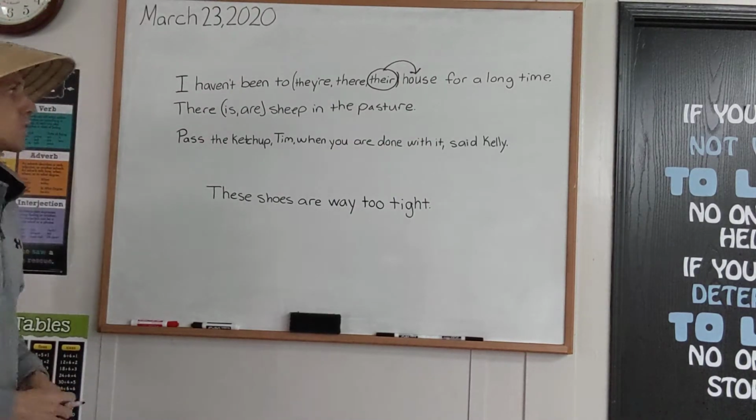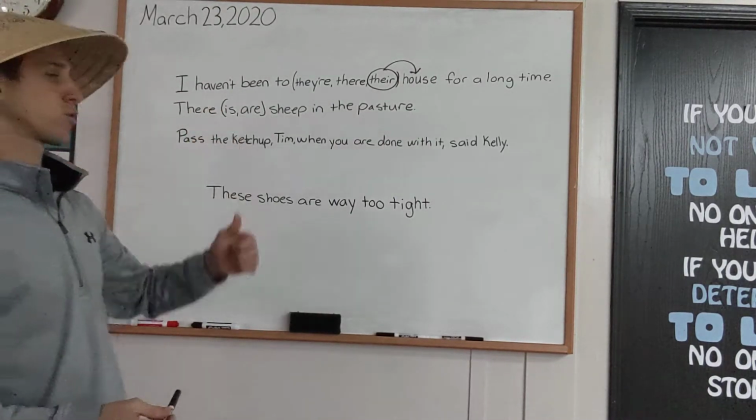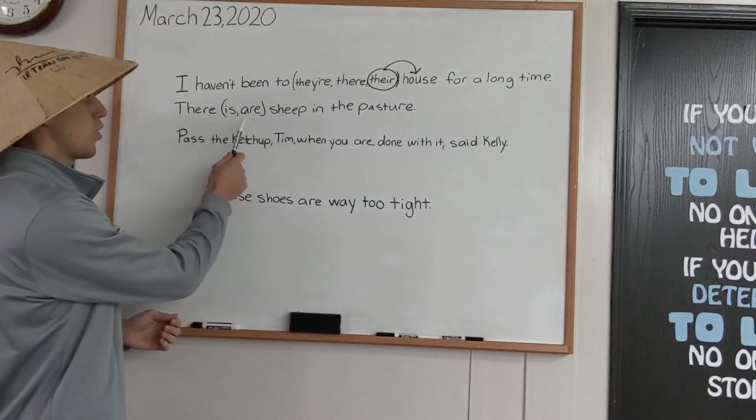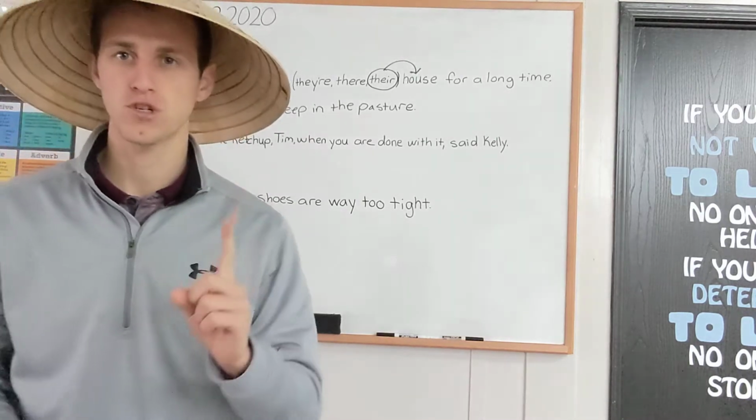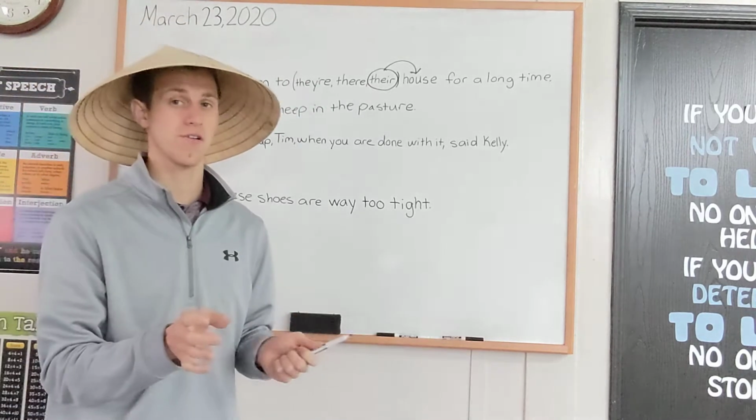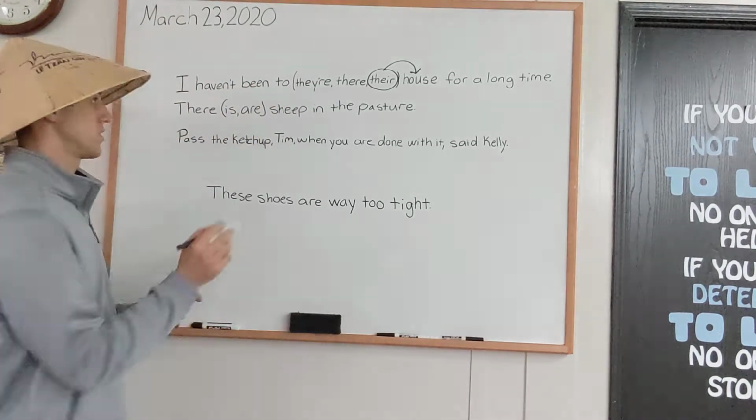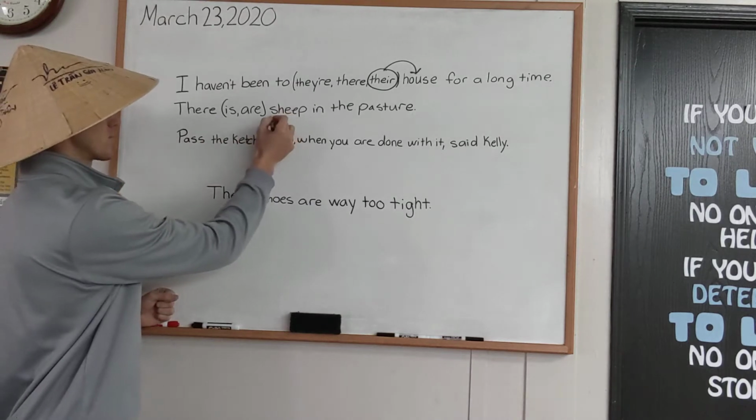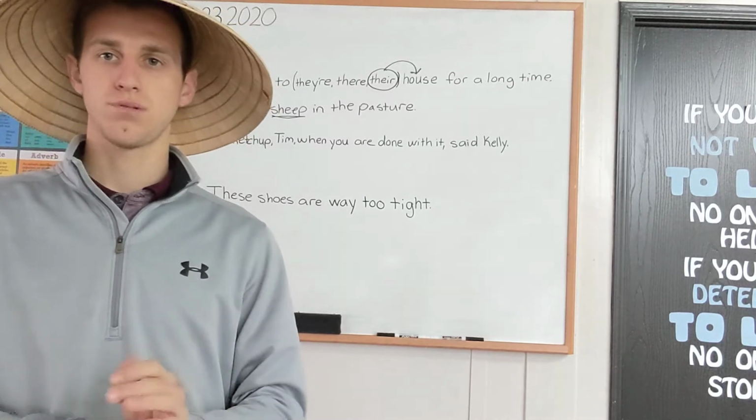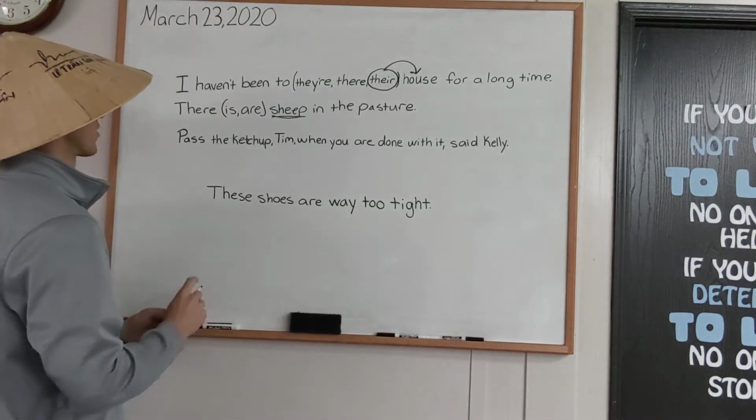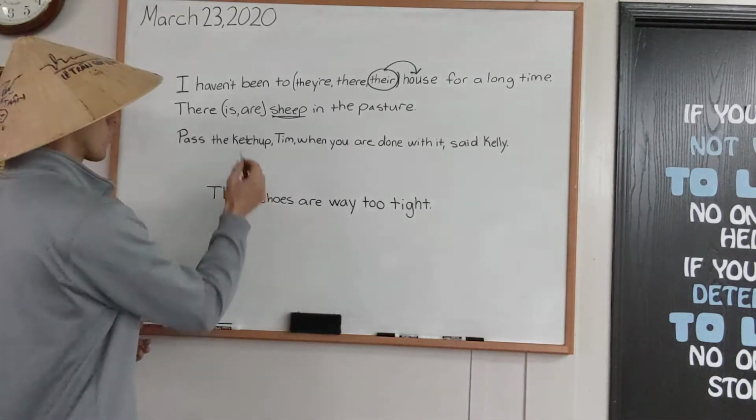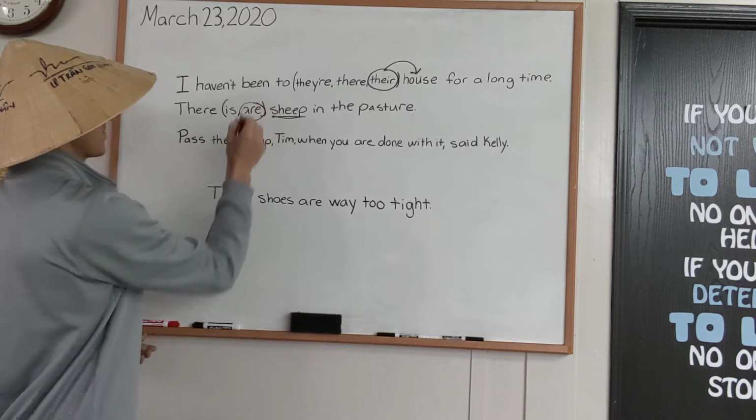The next one, we're dealing with our singular and plural verbs is and are, when to use those properly. There is or are sheep in the pasture. Remember, what's our first step in dealing with sentences that start with is or are or there or here? We have to find our subject first, right? So our subject is sheep, right? Is that plural or singular? It's plural, right? So then we use our plural verb, which would be are, right? There are sheep in the pasture, okay?